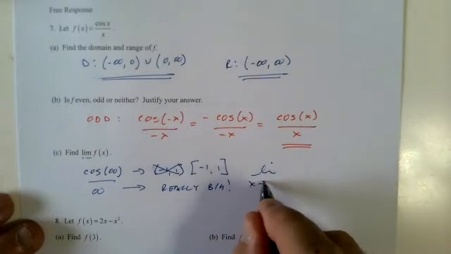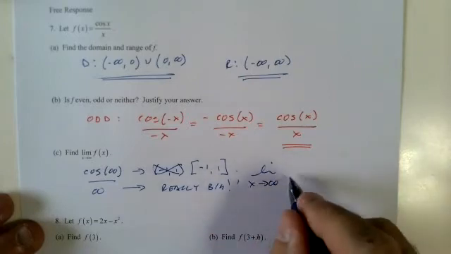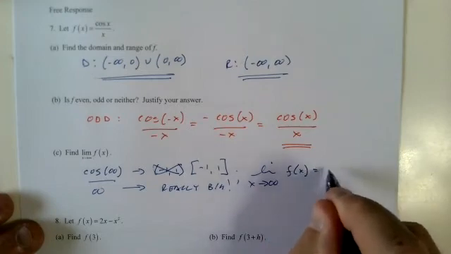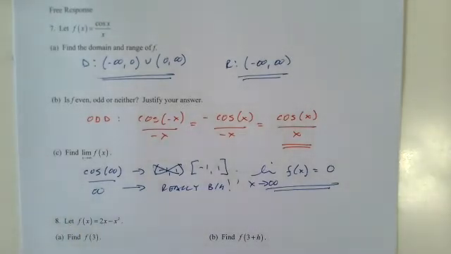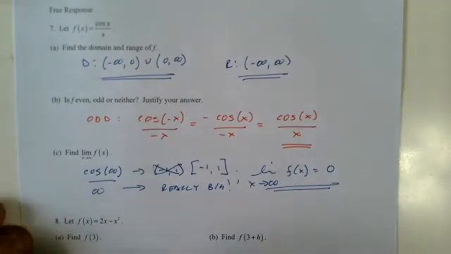Limit as x approaches infinity of f of x is 0. All right, now it's a right-hand end behavior, blah blah blah. I'm not getting into that, that's just how I do it. Okay, find f of 3.